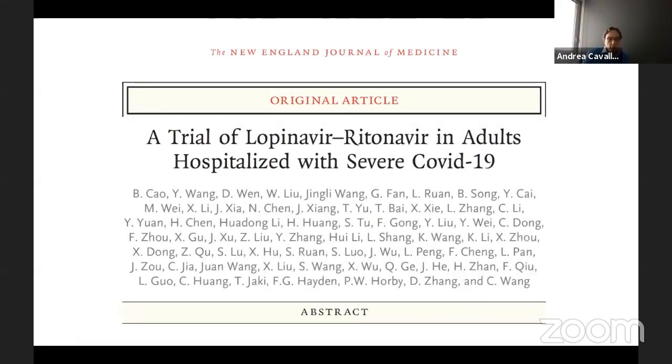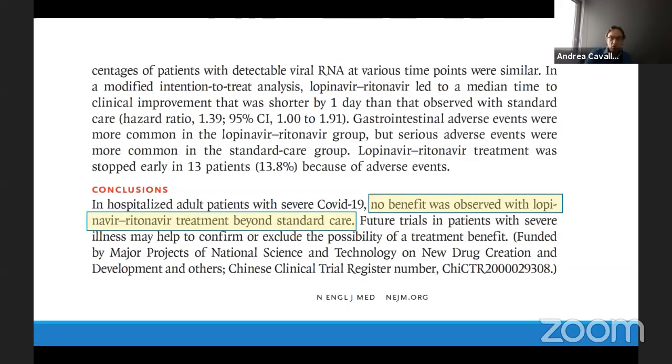After our simulations were completed, the outcome of a very important clinical trial was published in the New England Journal of Medicine. The trial combined Lopinavir and Ritonavir in adults with severe COVID-19. You may recall that from our simulation, both Lopinavir and Ritonavir don't bind particularly well into the binding pocket of the SARS-CoV-2 enzyme, and the conclusion was that no benefit was observed with Lopinavir and Ritonavir treatment over the standard of care. So Kaletra, which has been one of the drugs most widely utilized for the treatment of COVID-19 infection, was not particularly helpful in severe cases of COVID-19.